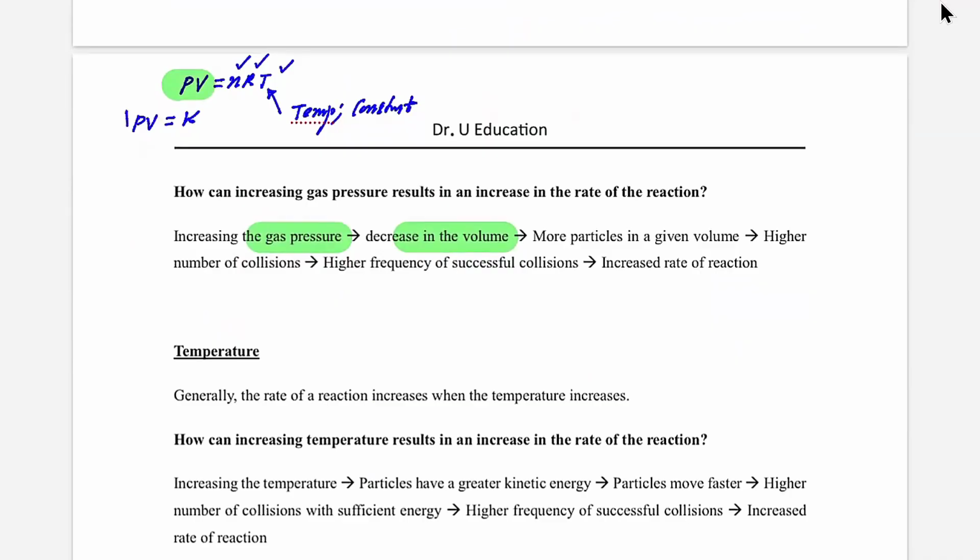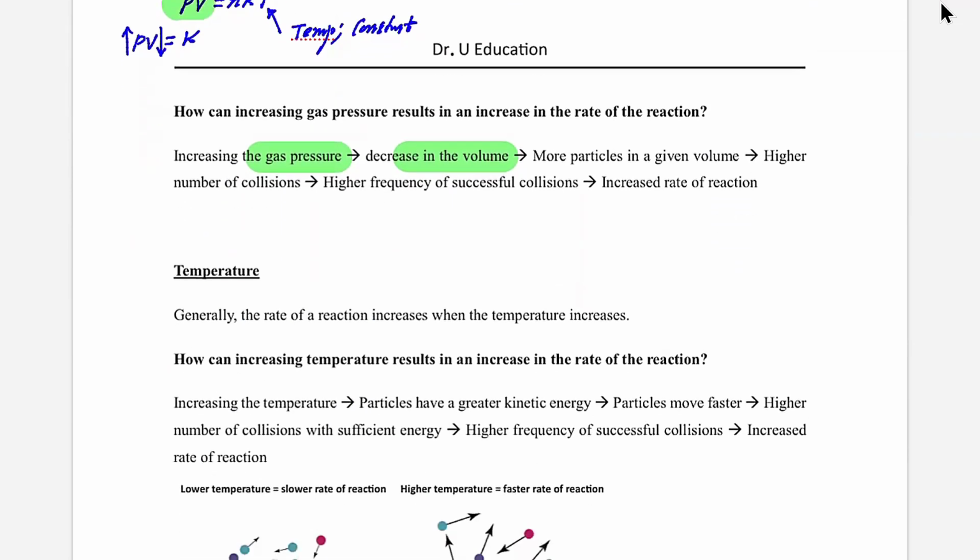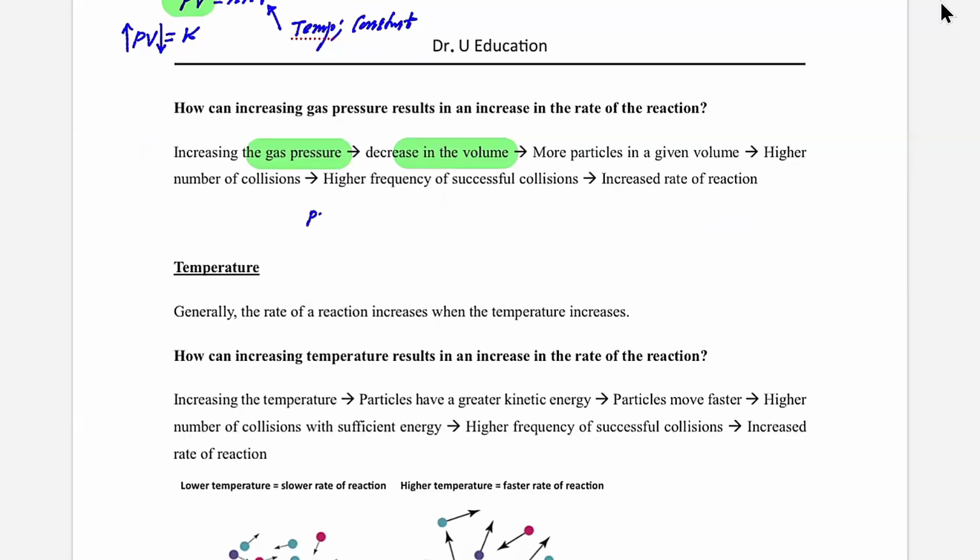So when pressure is increasing, according to that, volume should decrease. Why? Because right-hand side is a constant. So that's why. Okay, quick catch up. PV is equal to nRT. What is that equation, Nimesha? We call it gas equation.